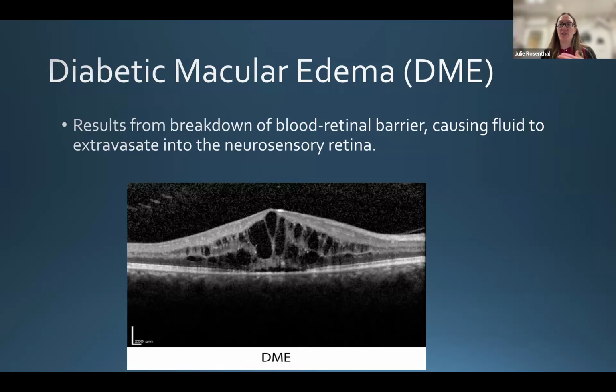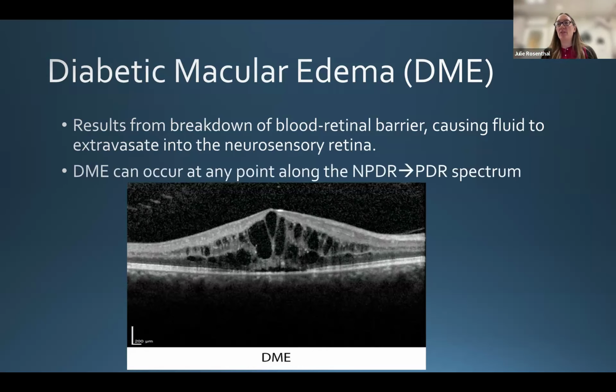And as you can imagine, if there's a lot of fluid right in the center of your retina, which is where you have your most clear central vision, the vision that you use to recognize faces, see things up close, and read, that's going to affect your vision. And importantly, it can happen at any point along the spectrum of disease of retinopathy. So patients with mild non-proliferative diabetic retinopathy can get it. Patients with proliferative diabetic retinopathy can get it. It doesn't discriminate.